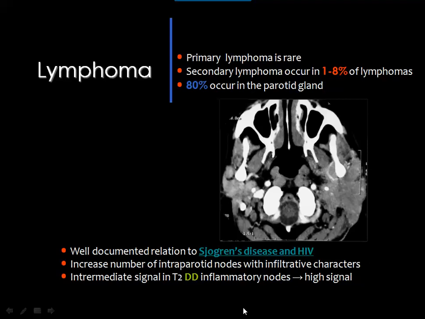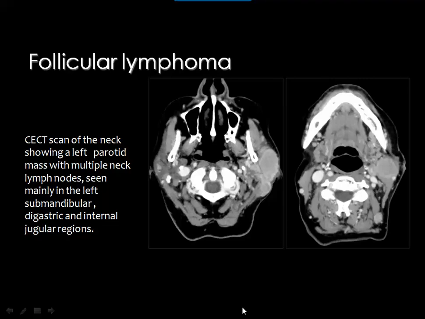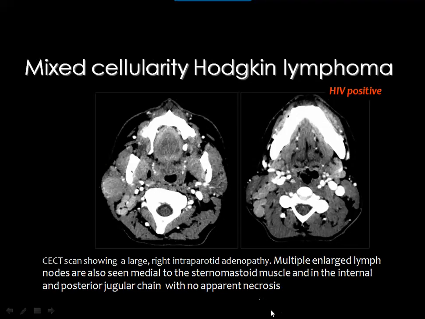But when to diagnose lymphoma? If you see bulky, homogeneously enhanced lymph nodes, which are typical of lymphoma. And here you see the bulky appearance of the lymph nodes that are homogeneously enhanced, then you know that most likely you are dealing with a case of lymphoma. And this is also a case of Hodgkin disease. And you see the left parotid gland is involved by a mass, and ipsilateral deep to the sternomastoid muscle, you get multiple enlarged lymph nodes that show a homogeneous pattern of contrast enhancement.